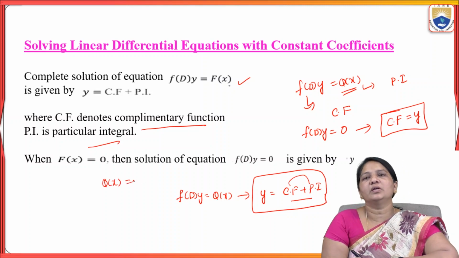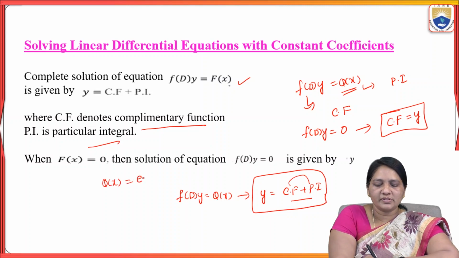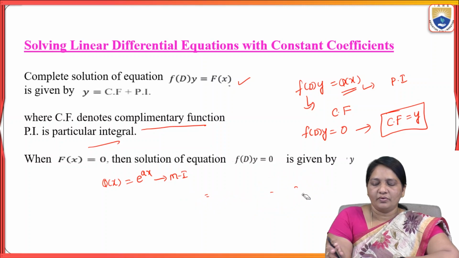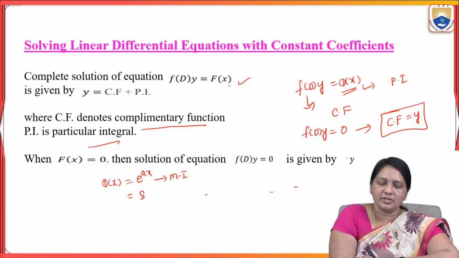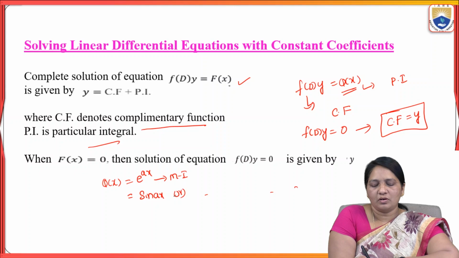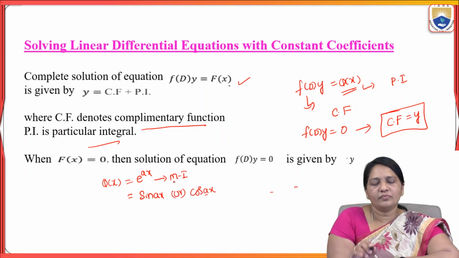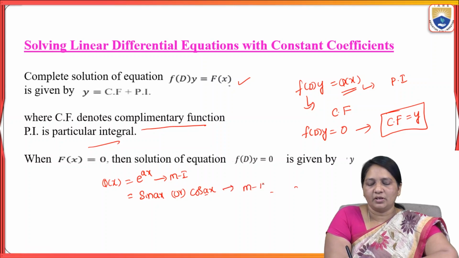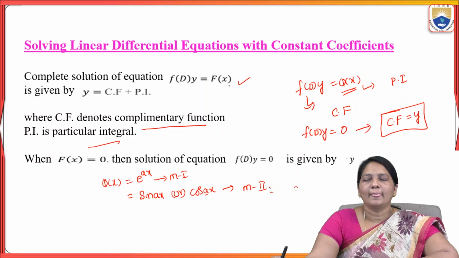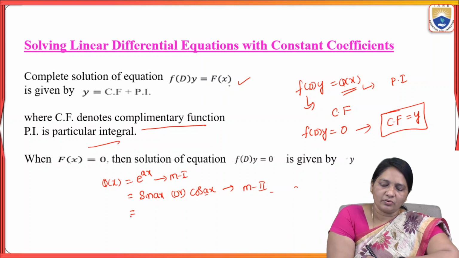Based on the value of q of x, we have different methods. If q of x equals e power ax, we follow method 1. If we have sin ax or cos ax in place of q of x, we follow method 2. These two methods were already discussed in the previous videos. If you want, please go through those videos. The third method we are going to discuss today.